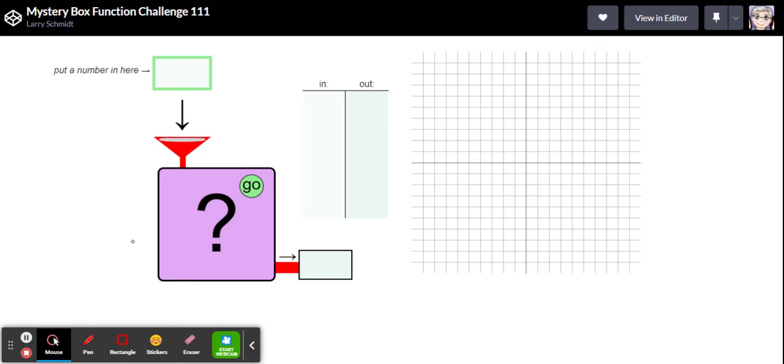In this purple mystery box there is some math and your challenge is to find out what that is. You can do that by using the link in the description, trying out as many numbers as you like, and when you think you've got an answer, come on back and see if we get the same thing. All right, let's begin with a 0.